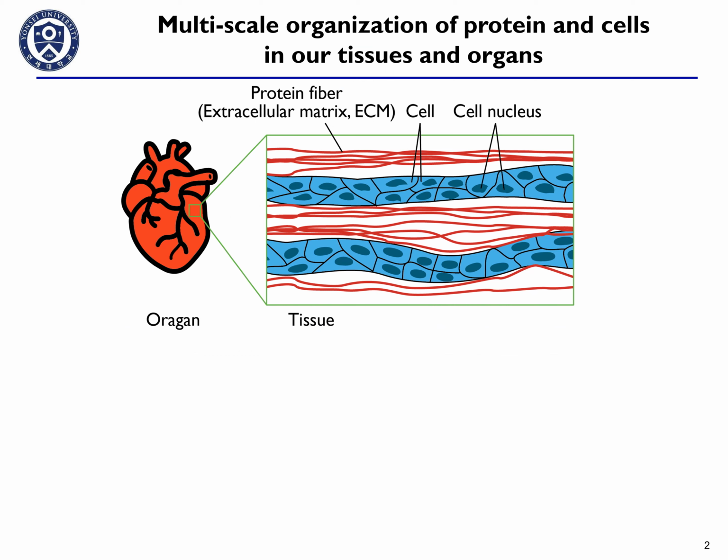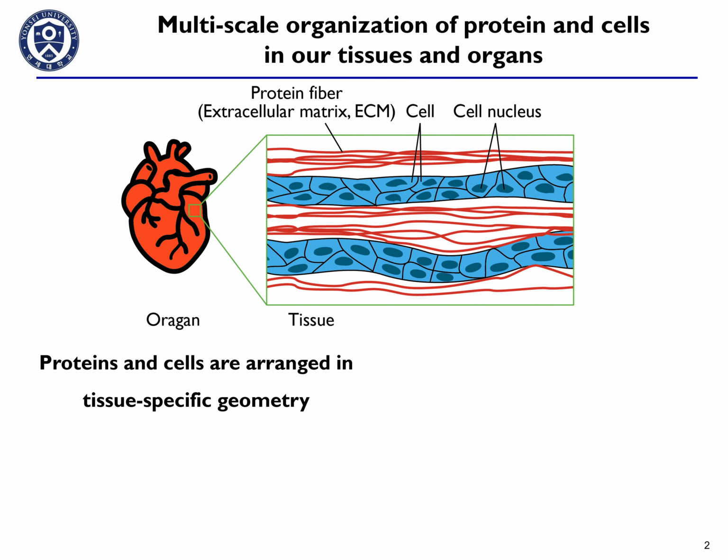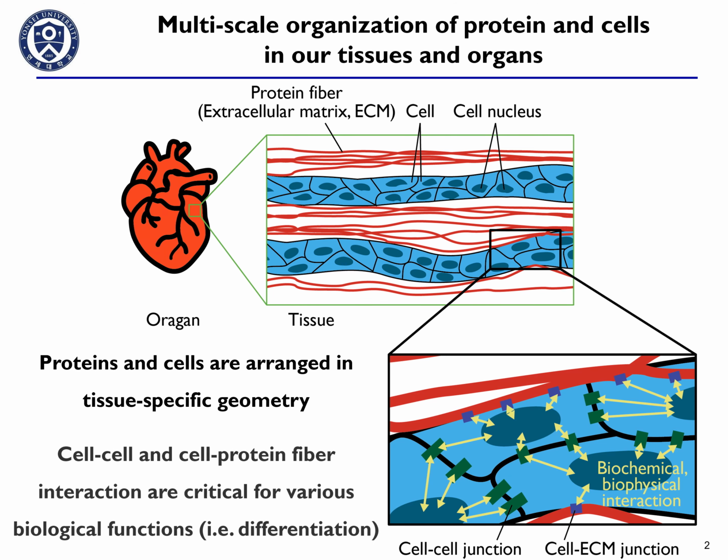Protein fibers and cells are arranged into tissue-specific geometric patterns. Since their biochemical and biophysical interaction plays a critical role in biological functions, including stem cell differentiation, it is required to mimic the microgeometry of the tissues.